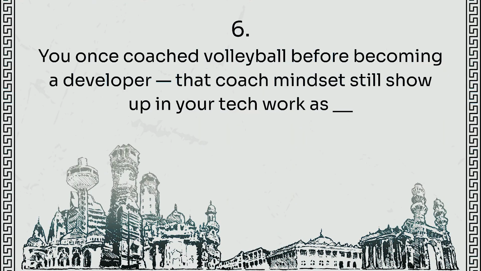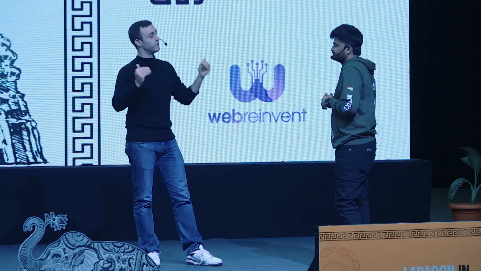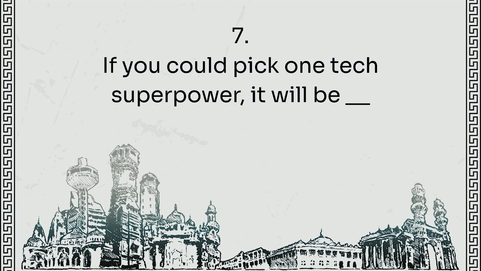Sixth, you once coached volleyball before becoming a developer. That coach mindset still shows in your tech work as discipline and also in the idea of always keep improving, always keep training. You are never done. You will keep learning even when you're 50, even when you're 60, because this is what will make you a better version of yourself. Okay, good. Seventh, if you could pick one tech superpower, it would be understanding what the AI does for me.